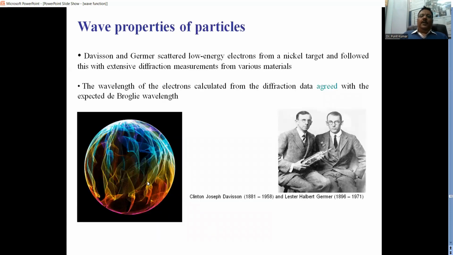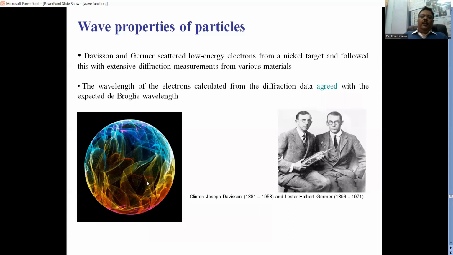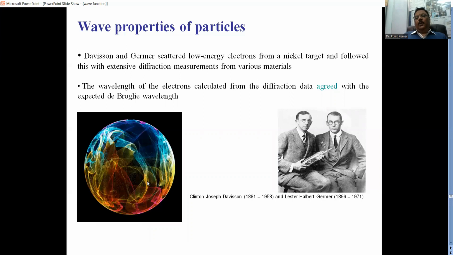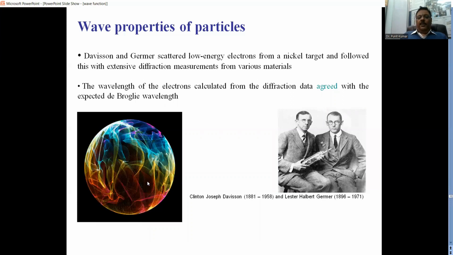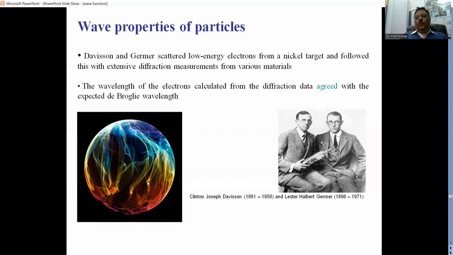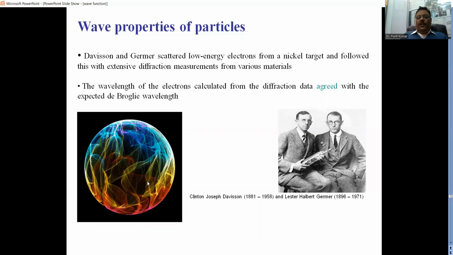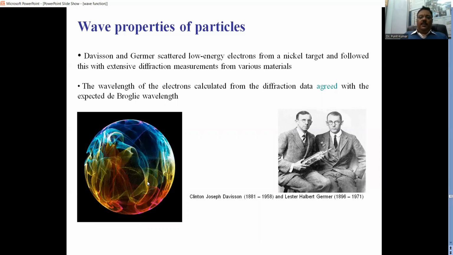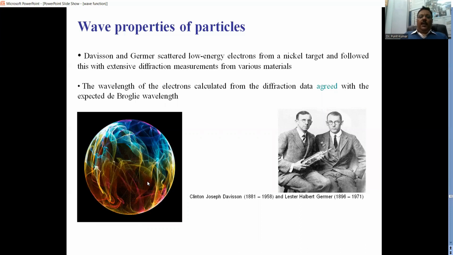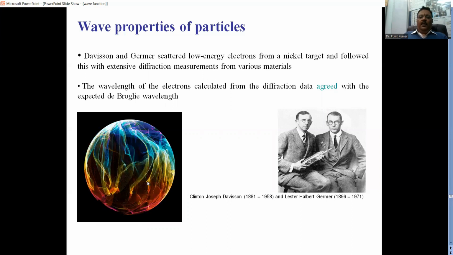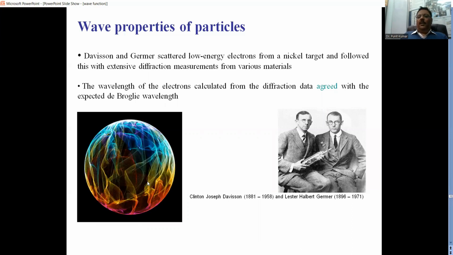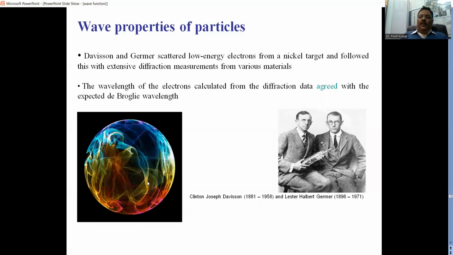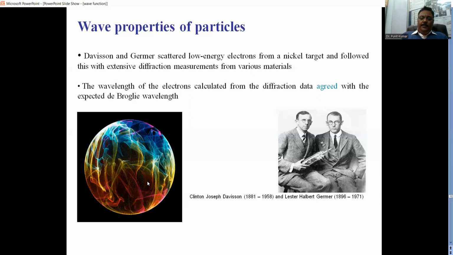Now, the wave properties of particles, of electrons in particular, were confirmed by the Davisson and Germer experiment. From their experiment, they concluded that the spectrum is not a continuous one, it's a discrete spectrum. And the wavelengths of the electrons, calculated from the diffraction data, agreed with the expected de Broglie wavelength.